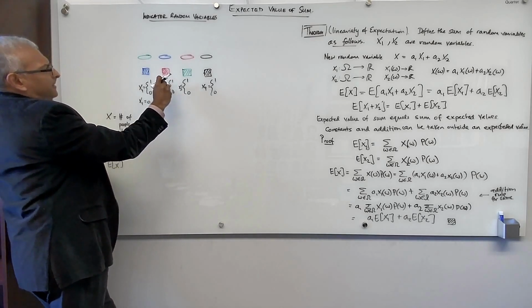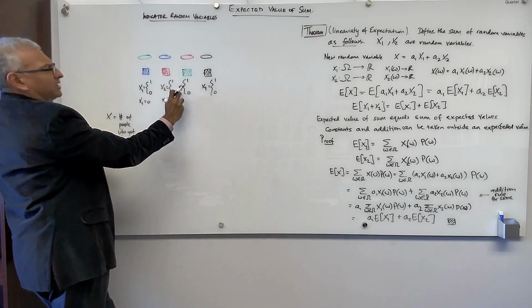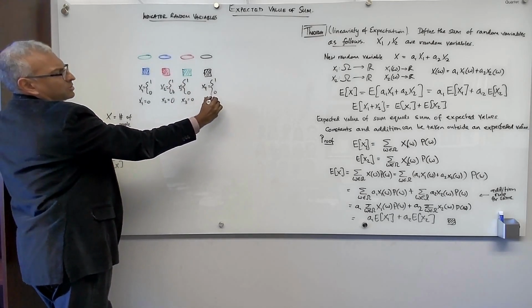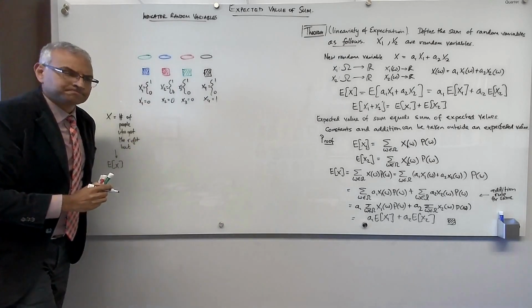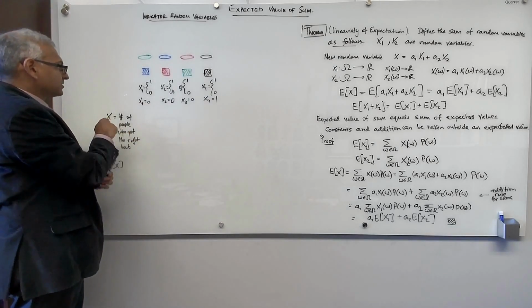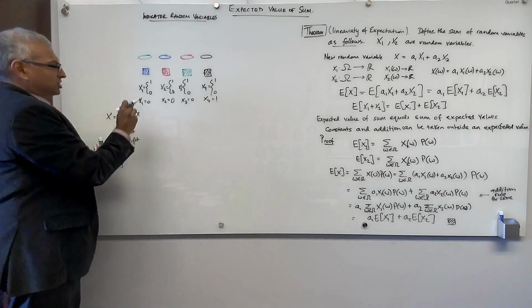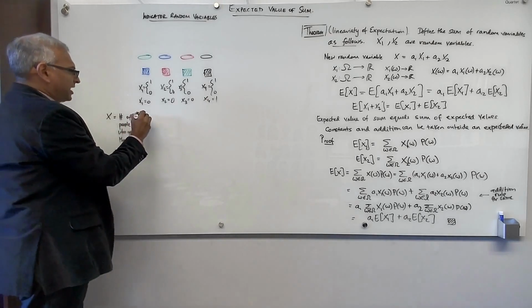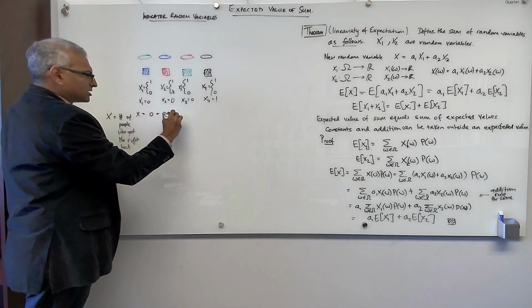x2 equals 0 because he did not get the right hat. x3 equals 0 because he did not get the right hat. And x4 equals 1 because he got the right hat. Okay. Now, how many people got the right hat? So x is just 0 plus 0 plus 0 plus 1. The number of people that got the right hat is just 0 plus 0 plus 0 plus 1.